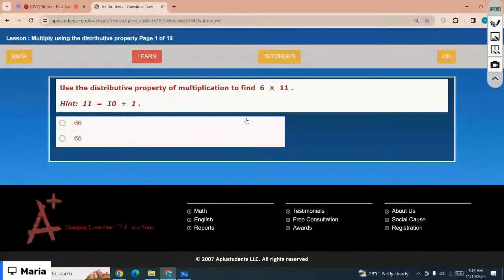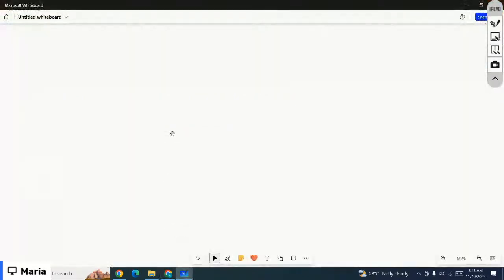Use a distributive property of multiplication to find 6 times 11, right? And you're given hint you can write 11 as 10 plus 1. So just use the hint you have to do 6 times 11. So distribute 11, use 11 as 10 plus 1, right? So just solve using distributive property. Just write 11 equals 10 plus 1 and evaluate like the distributive property.